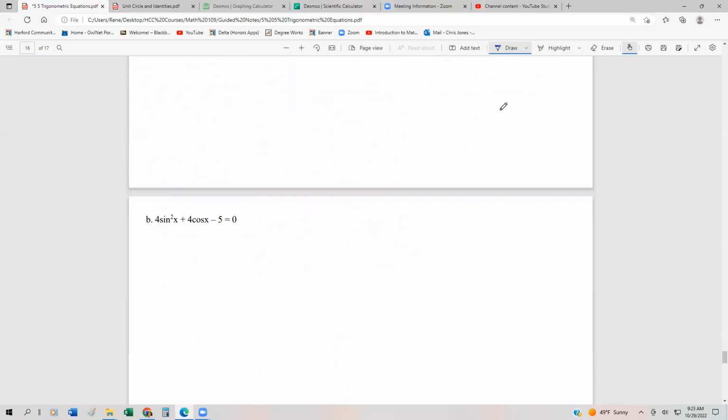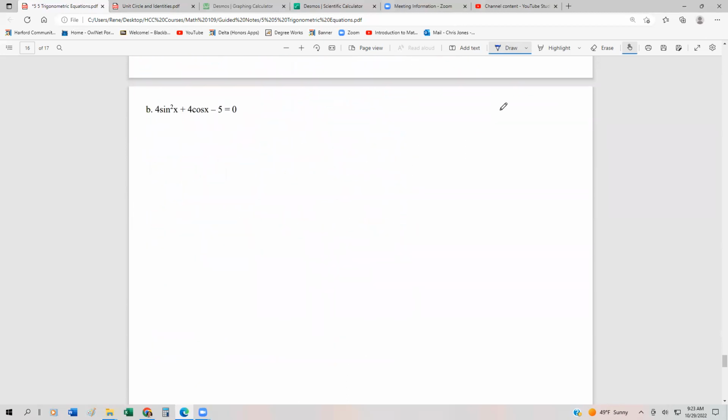A second example, this time we have 4 sine squared x plus 4 cos x minus 5 equals 0. Notice that we have two different trigonometric functions. One's a sine, one's a cosine.